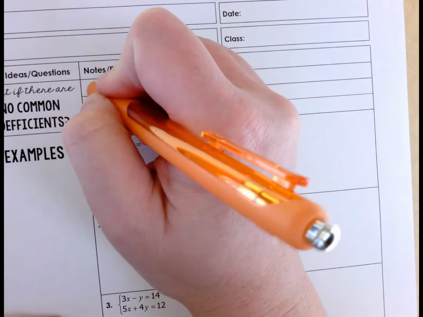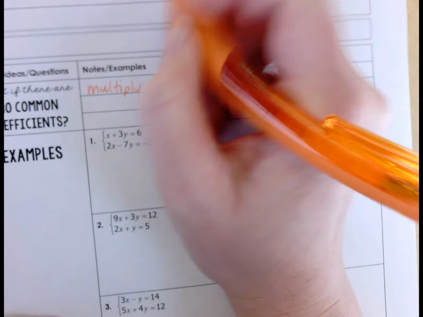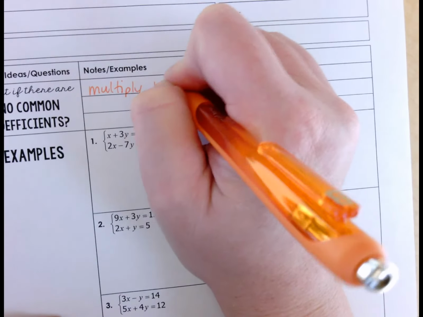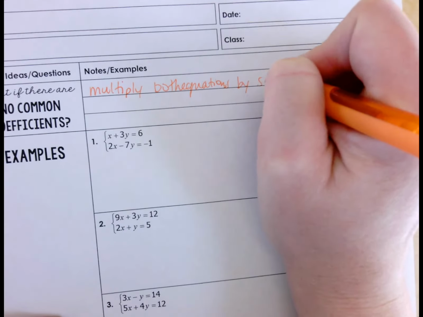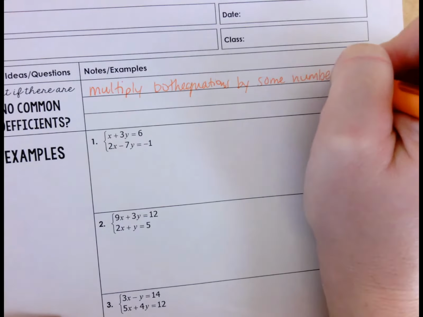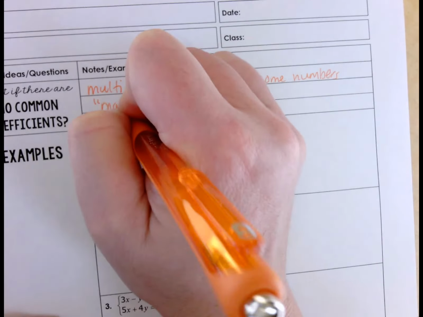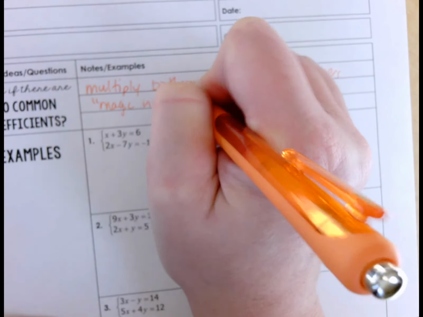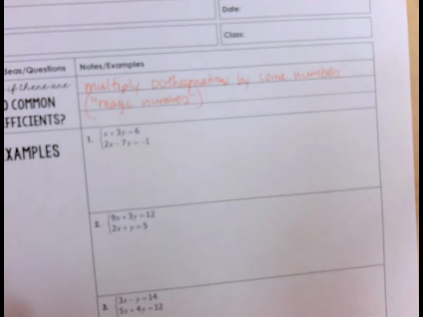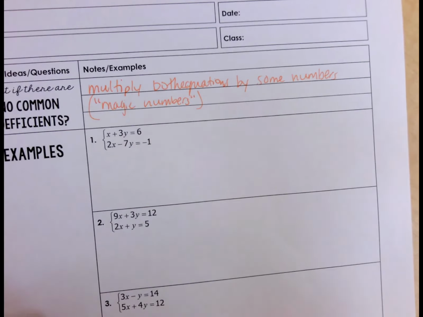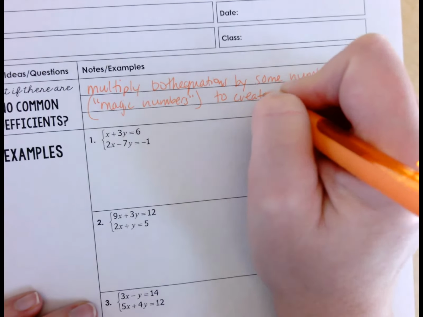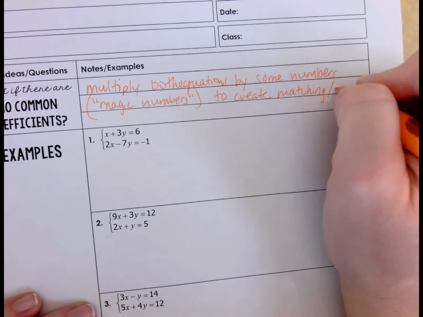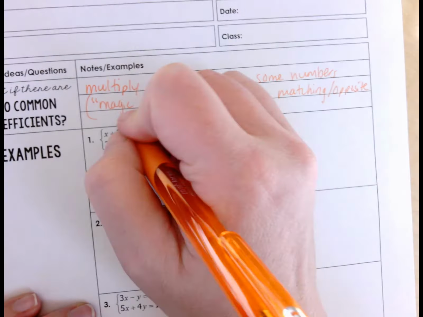Okay, so in this case, we would multiply both equations by some number, and this is what we're calling the magic numbers. And in all reality, it's just common denominators, or common multiples, sorry, to create matching, or in all reality, opposite coefficients.